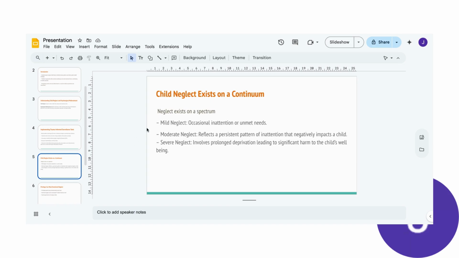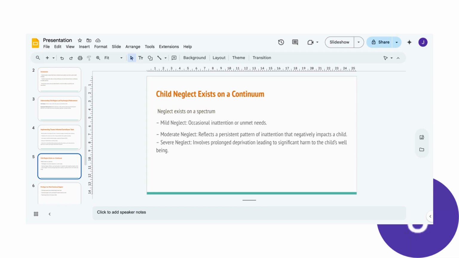As you can see by the range of neglect, we do have mild neglect, which is the occasional inattention or unmet needs of the child. Moderate neglect also reflects a persistent pattern of inattention that also negatively impacts a child. And for the final one, severe neglect, which involves prolonged deprivation, leading to significant harm to the child's well being.